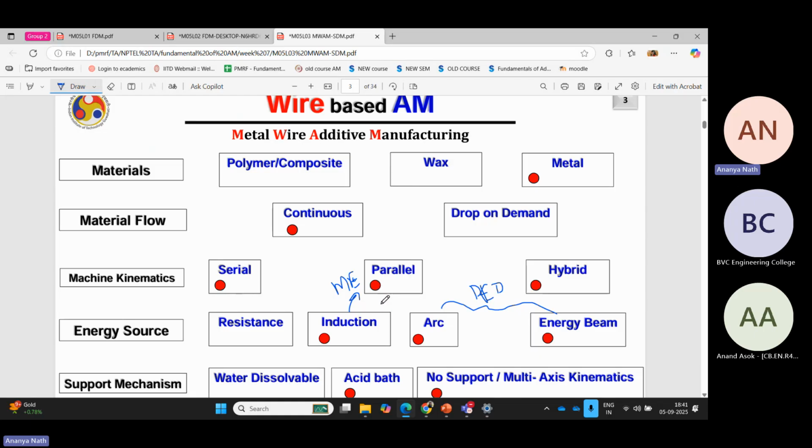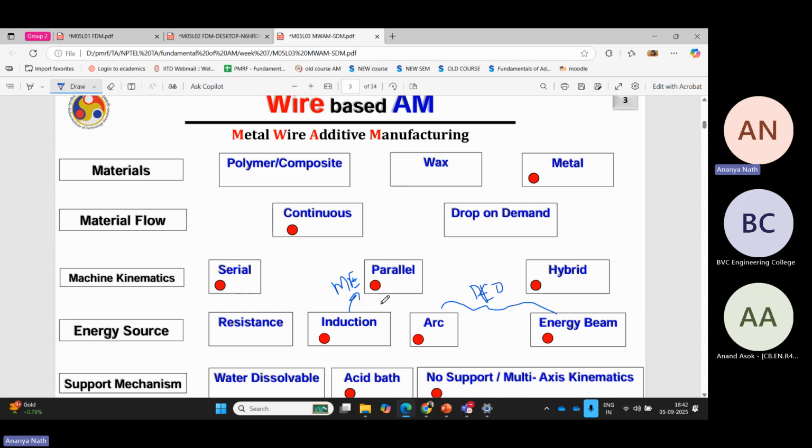So that's why induction heating is the only way you can melt the metal. Resistance heating you can also do, but it's not very possible to reach a very high temperature, because for metal you obviously have to go to a higher temperature, at least 500, 600. So that's why induction heating is the option for it.